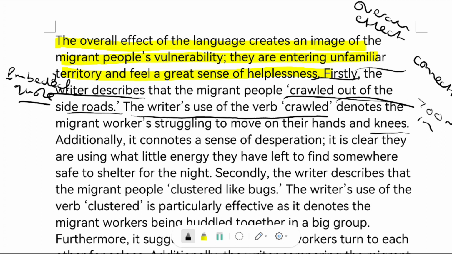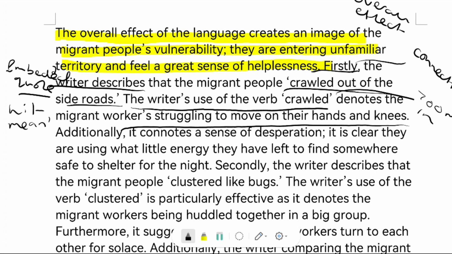That is the literal meaning. Will you get points for that? Absolutely, because as I mentioned, it is one layer of meaning. However, you really want to focus most of your energy on exploring the connotations.